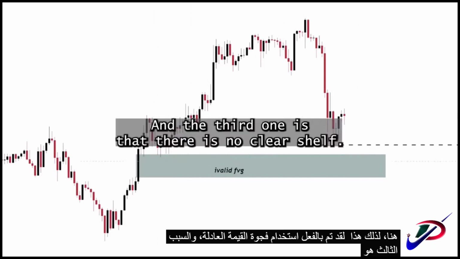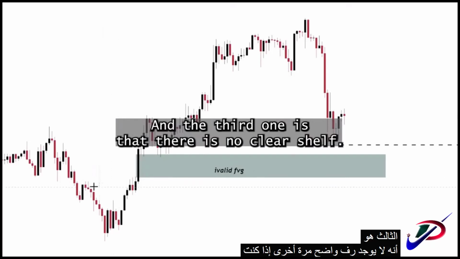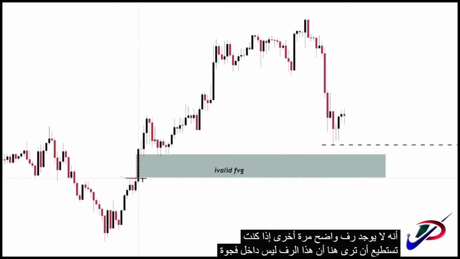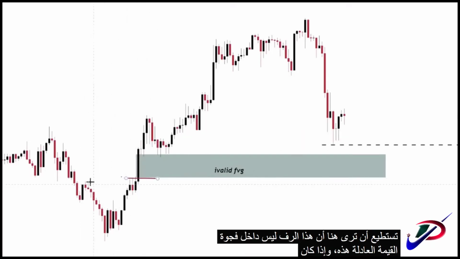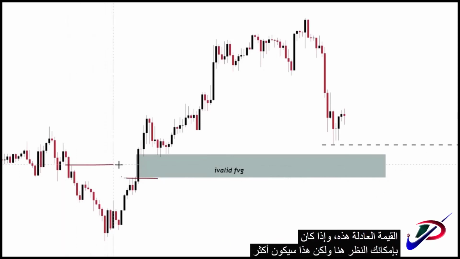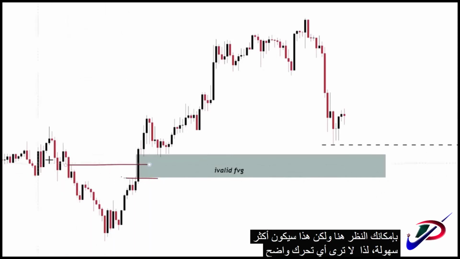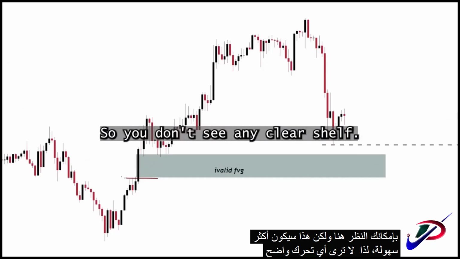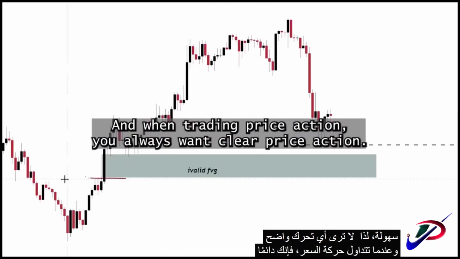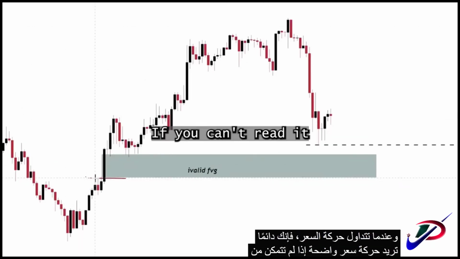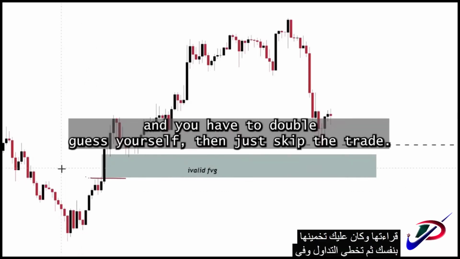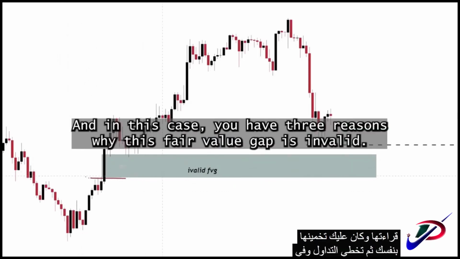And the third one is that there is no clear shelf. Again, if you can see here, this shelf is not inside of this fair value gap. And if you look here, this will be more of a reach. So you don't see any clear shelf. And when trading price action, you always want clear price action. If you can't read it and you have to second-guess yourself, then just skip the trade. And in this case, you have 3 reasons why this fair value gap is invalid.